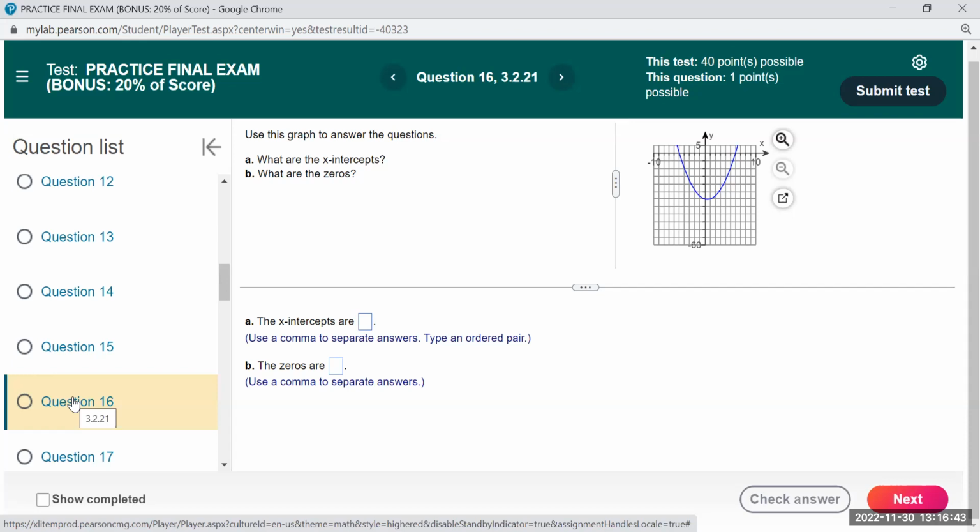All right, using the graph, answer the questions. What are the x-intercepts? What are the zeros?